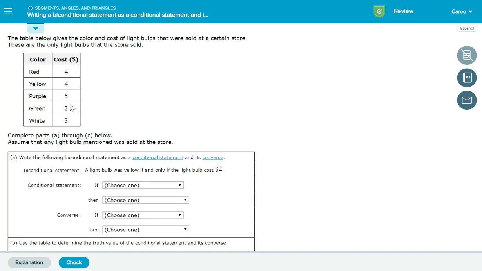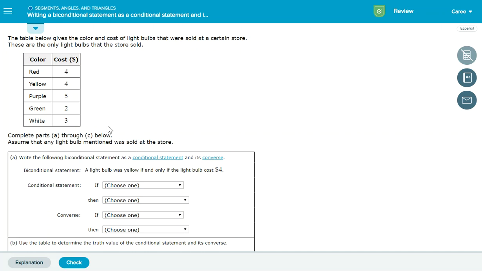Hi there, this video is going to talk about writing a biconditional statement as a conditional statement and its converse. With these problems, we're given a situation. In this example, it says the table below gives the color and cost of light bulbs that were sold at a certain store, and these are the only light bulbs that the store sold.